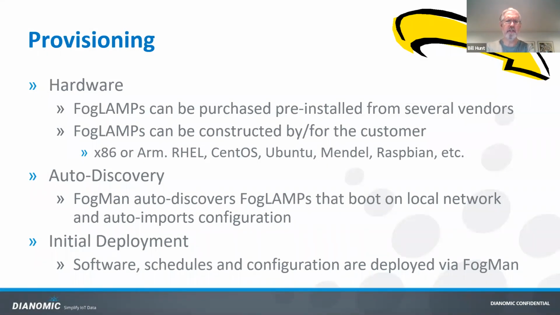Starting off with provisioning, not as related to FogMAN, but if you want to have a large number of deployments of FogLAMPs, the first thing is that you've got to actually install them. FogLAMPs you can get from various hardware vendors pre-installed, or it's very easy to construct them yourselves. It runs on a number of Linux OSs. And then FogMAN, one of its first features is it can auto-discover FogLAMPs, and I'll show you that. So if you boot a FogLAMP, then FogMAN can discover it and auto-import whatever configuration you already have inside that FogLAMP. And then from there on, everything is deployed via FogMAN.